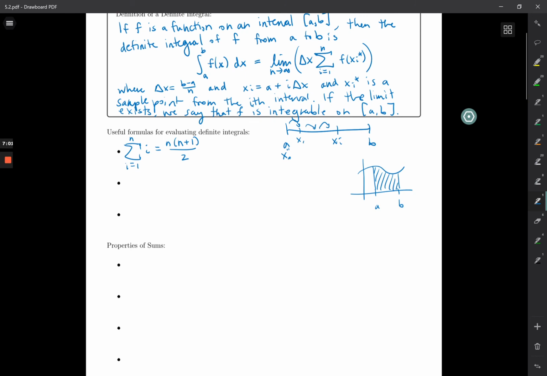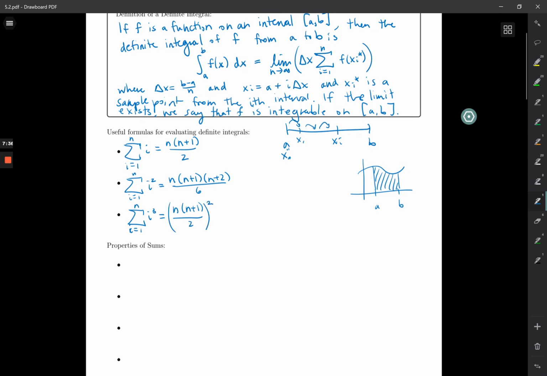And that's your formula. Okay. The second one is going to be the sum from i equals 1 to n of i squared. This one is n times n plus 1 times 2n plus 1 over 6. And from i equals 1 to n of i cubed, this one is n times n plus 1 over 2, squared.